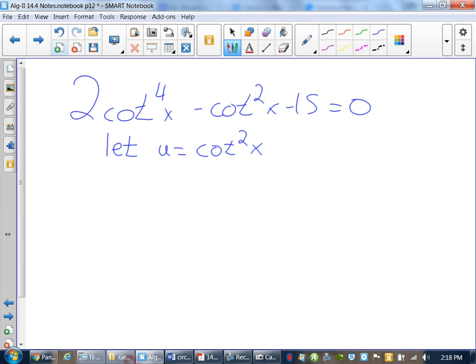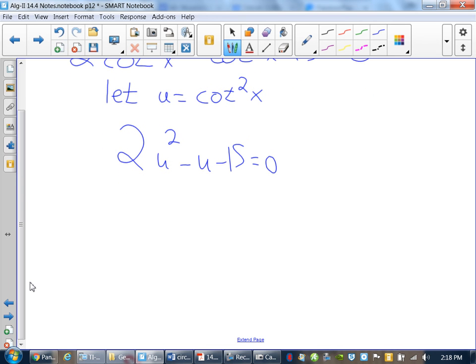Okay, so if I rewrite this out, if I let u equal cotangent squared, then I get 2u squared minus u minus 15 is 0. And now you're at a regular run-of-the-mill factoring problem. What times what is negative 30 by multiplying your tails, that adds together to get negative 1? 5 and negative 6, very good. So I write that out. I get 2u squared minus 6u plus 5u minus 15 is 0.